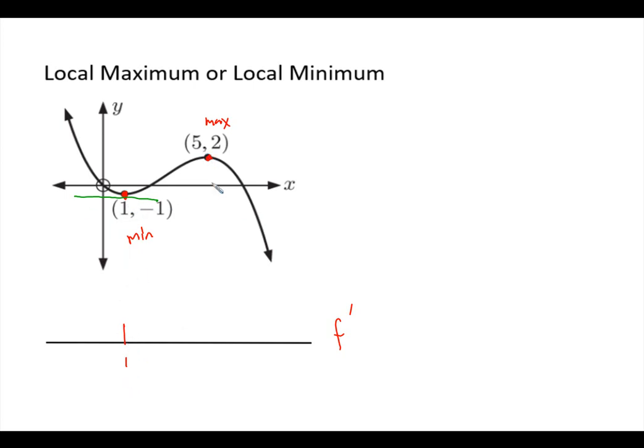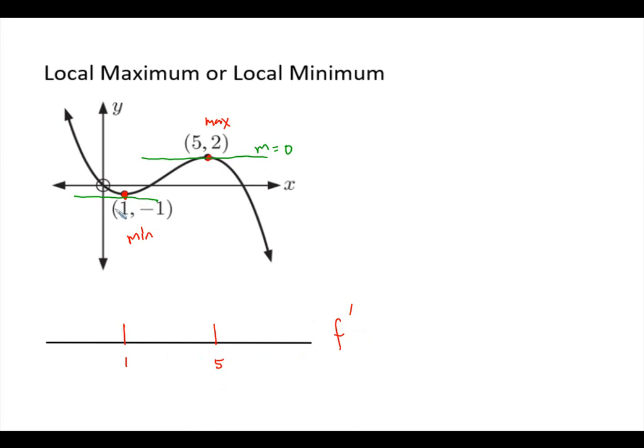Now over here, when x is 5, the tangent line also has a 0 slope. So these values here, 1 and 5, are the x values on the sign diagram of the first derivative that make the first derivative equal to 0.